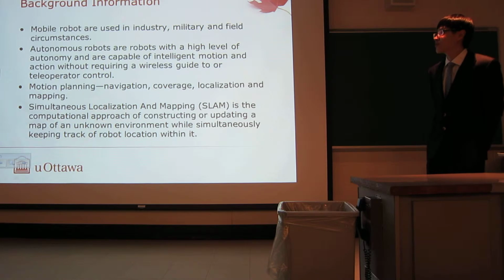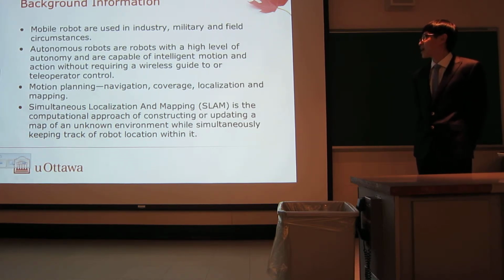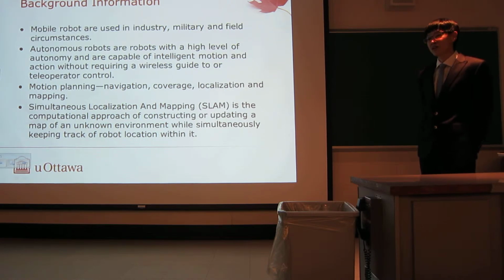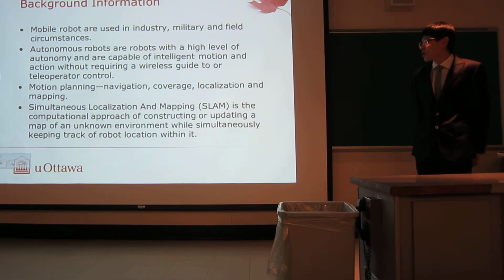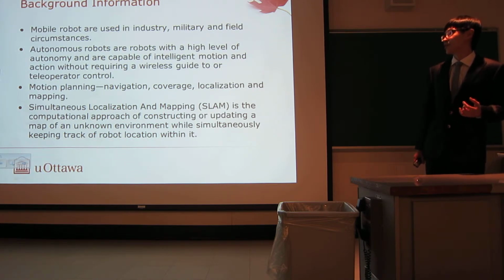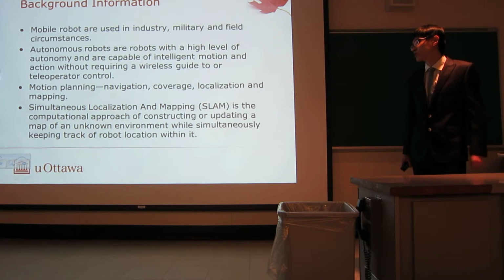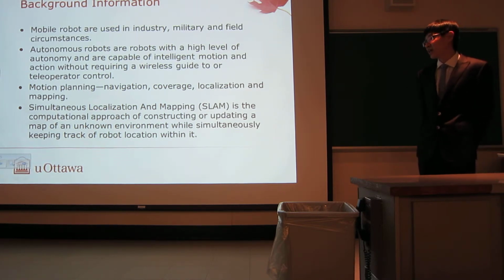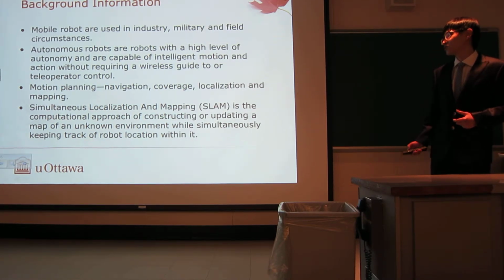Here I want to give some background information. Mobile robots are used in military, industry, and field circumstances. Autonomous robots are robots with a high level of autonomy and are capable of intelligent motion and action without requiring a wireless guard or teleoperator control. Motion planning is composed of 4 parts: navigation, coverage, localization, and mapping. Simultaneous localization and mapping, which is called SLAM, which is our major research field, is the computational approach of constructing or updating a map of an unknown environment while simultaneously keeping track of the robot location within it.